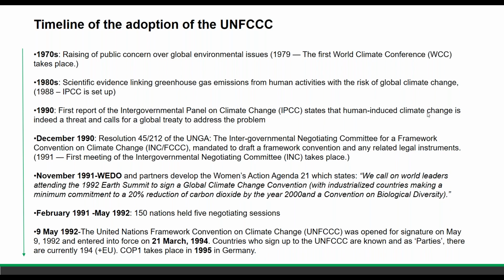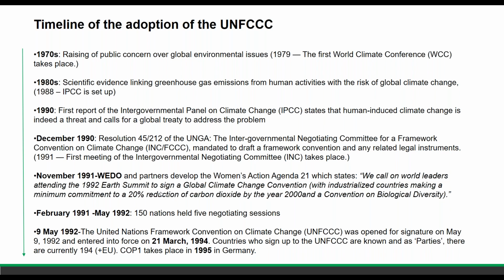I did mention in here, because I think it's important to note that women's groups have been engaged in this conversation since the very beginning and have been very aware and advocating on the need for increasing climate action. In November 1991, WEDO and its partners around the world developed the Women's Action Agenda 21, and in that called specifically for world leaders to sign the Global Climate Change Convention and to commit to a 20% reduction of carbon dioxide by the year 2000.